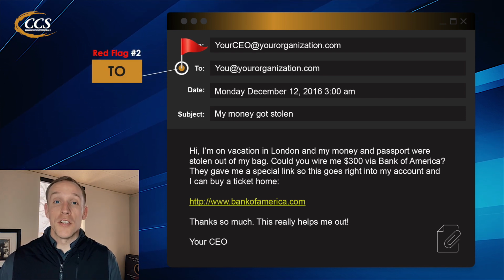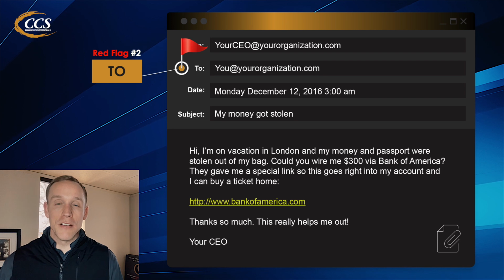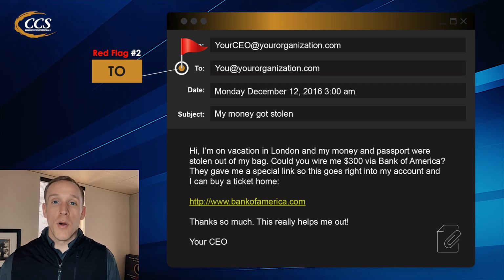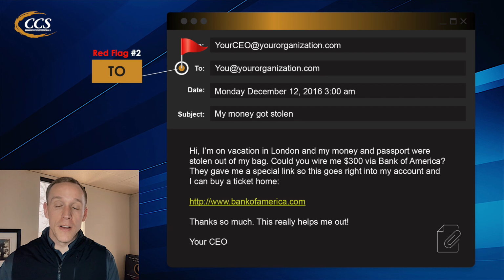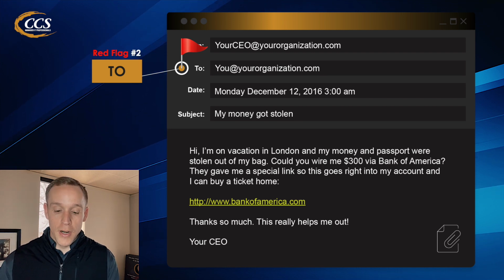Sometimes you can find that they are just sending it to a blanket aspect of thousands of emails at a time or hundreds that you're just a part of. So that's something just to keep an eye on to figure out, is this a mass blast email that they're trying to catch people on?